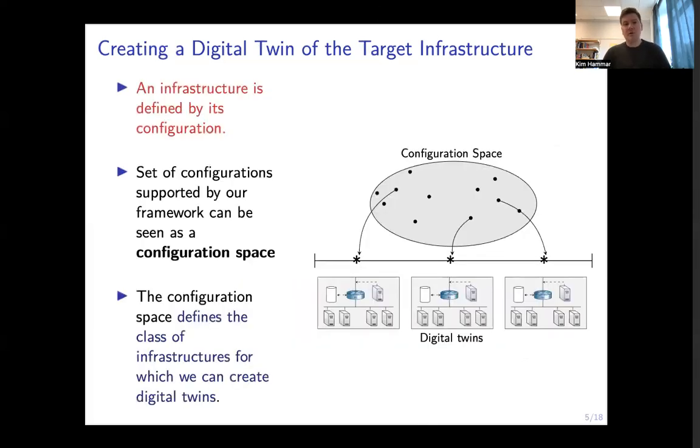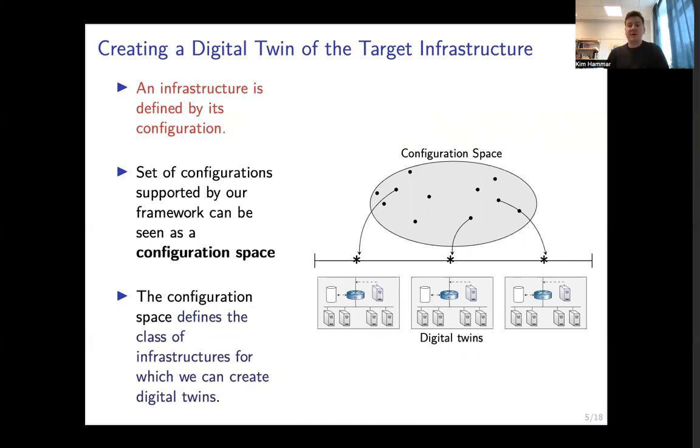The input to our framework for creating a digital twin is a configuration file that defines the target infrastructure. And this file includes everything from the components of the infrastructure, the topology that they are connected in, the services, the vulnerabilities, the operating systems, the users, etc. And we can think about the set of all possible configurations that our framework supports as defining a sort of configuration space. And then any digital twin that we create with our framework corresponds to a specific point in this space.